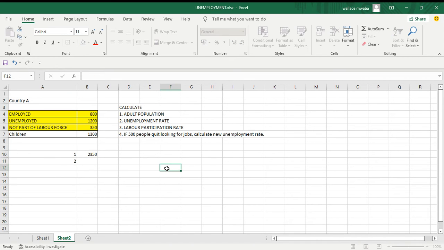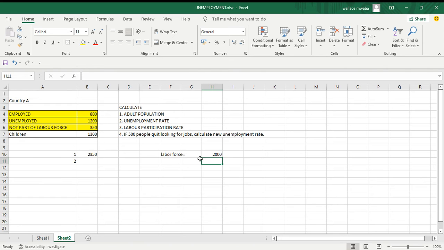Next, we're going to calculate the unemployment rate. The unemployment rate is the number of unemployed people over the labor force. Okay, so first, what's our labor force? Let me just put it on the side. Our labor force includes the employed and unemployed. So this is going to be the employed, 800, plus the unemployed, 1200, 2000. So our labor force is 2000 people.